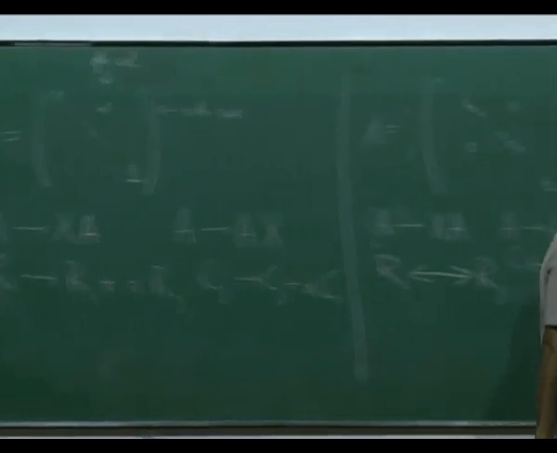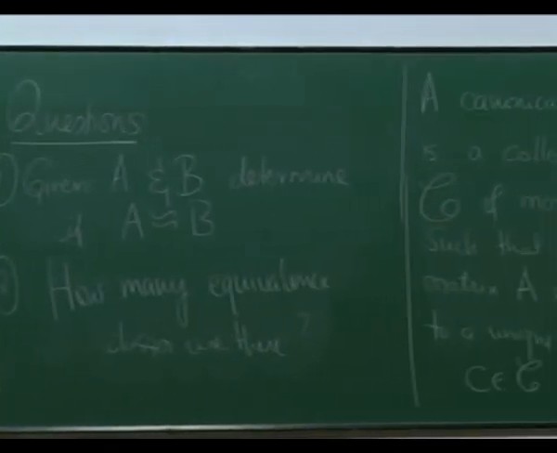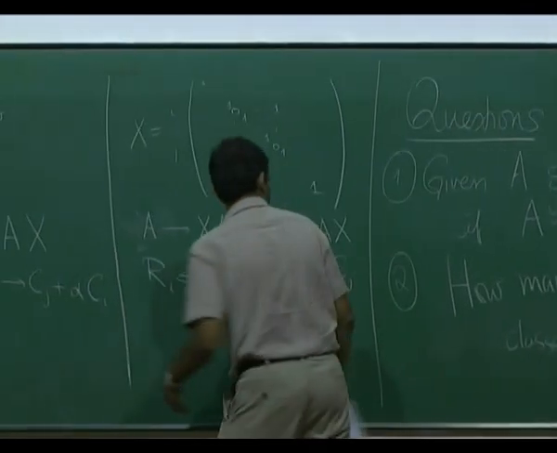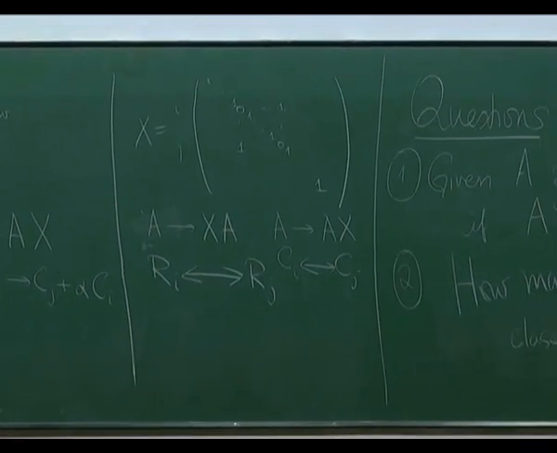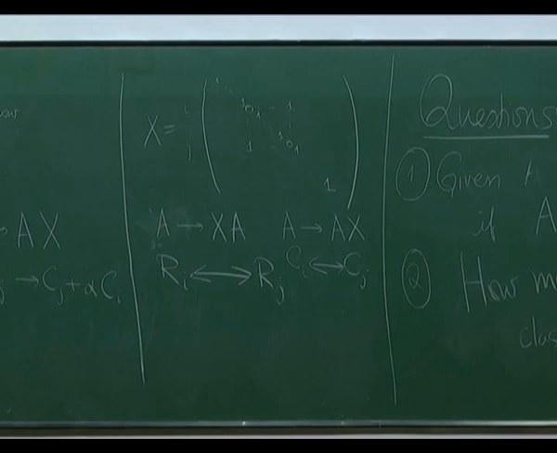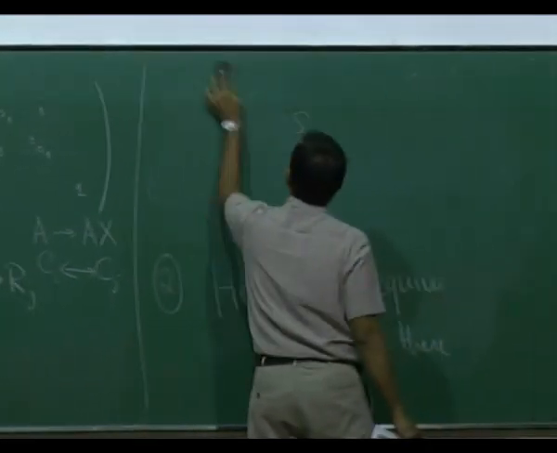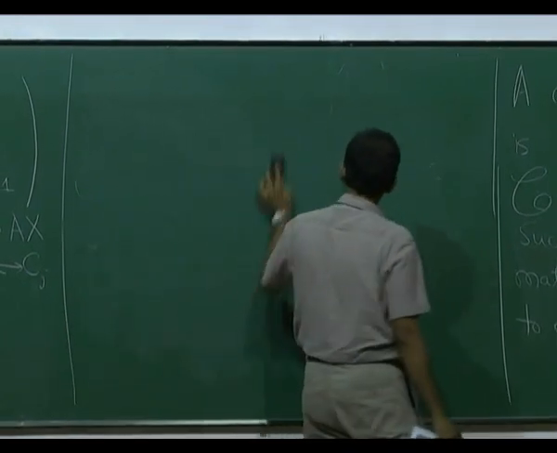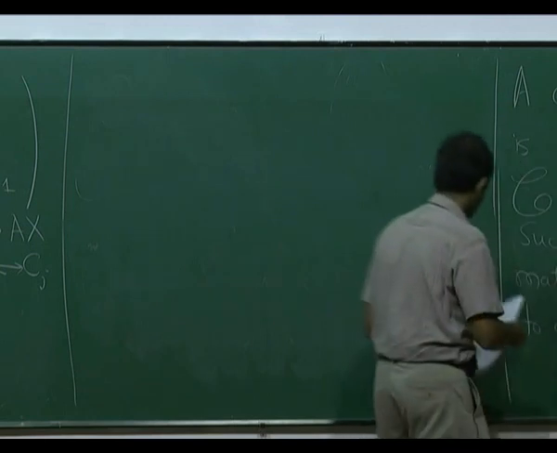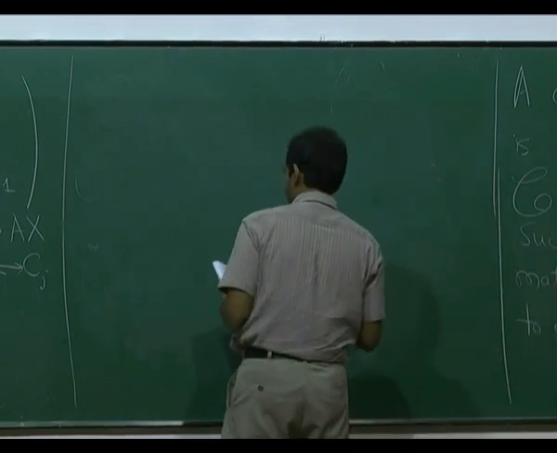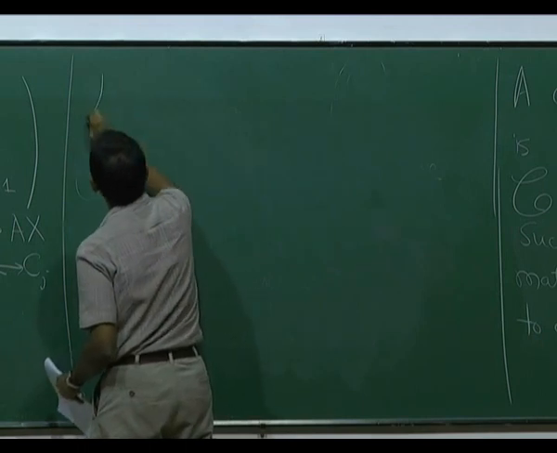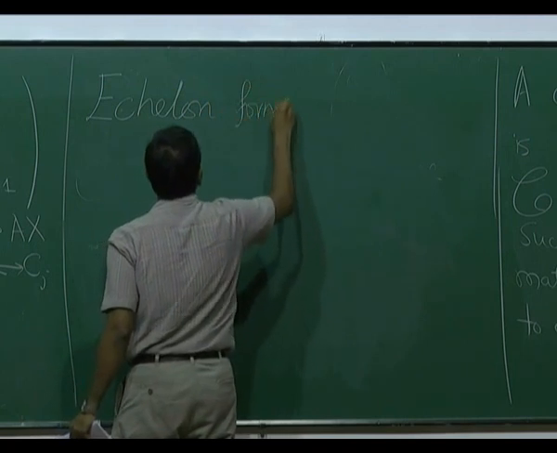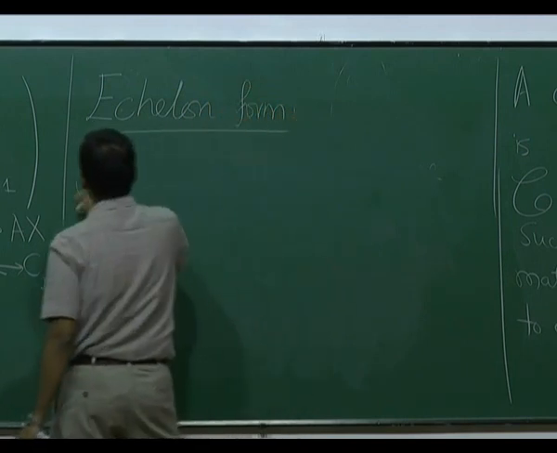And now using these operations, let us see if we can reduce any matrix to a very simple form. So the one form that is used is called the echelon form. Every matrix can be reduced to one of these forms.